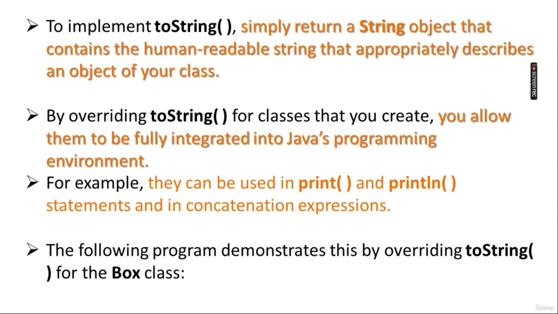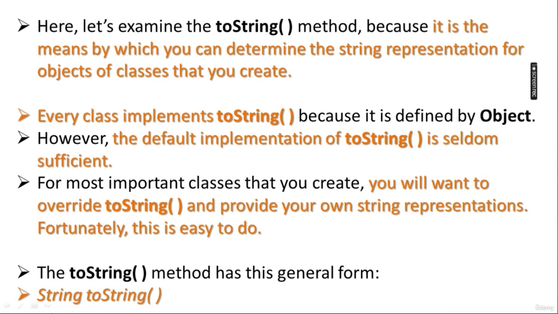Okay, to implement toString, simply return a String object that contains a human readable string that appropriately describes the object of your class. Okay, you allow them to be fully integrated into your Java programming environment. So what does that mean? When you are overriding the toString method, your toString representation will be called instead of the Object class toString method representation. So you just have to write it like this: String toString, and whatever implementation you have to write, you can write it inside opening and closing curly braces. So whenever you call the toString method on your object, your toString method representation will be called.